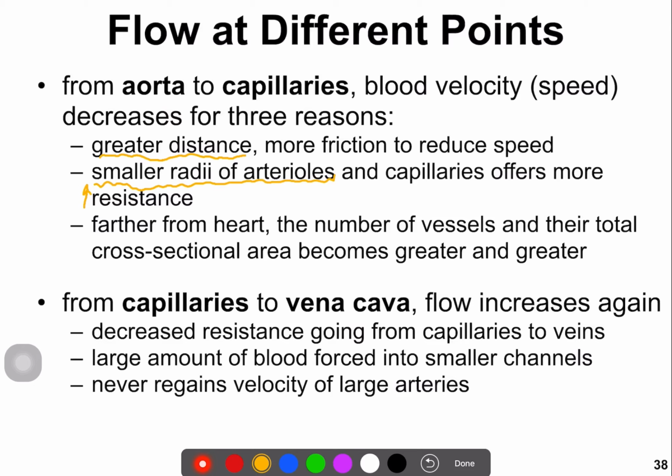Now, as we go from capillaries to vena cava, the flow increases again. That's because we're going from small to larger blood vessels, so the resistance will go down. Also, there's a large amount of blood that's forced into the smaller channels early on as it moves through. But one point to remember is it never regains the velocity that we had in the larger arteries.